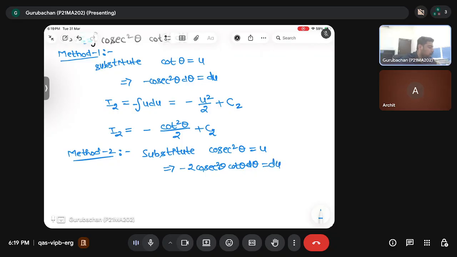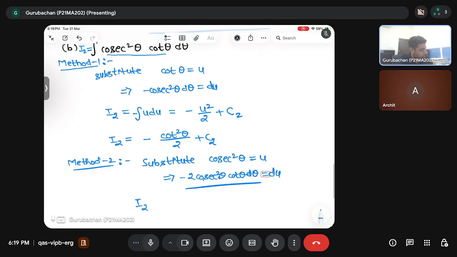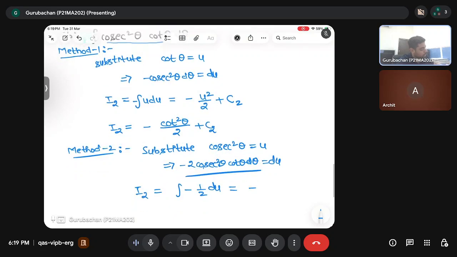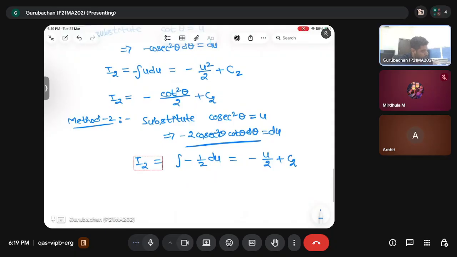Yes, sir. Then how will it be replaceable? So I2 will be minus half du. Yes, sir. So this will be minus u by 2 plus some C2. So from this it will be minus cosec square theta divided by 2 plus C2.